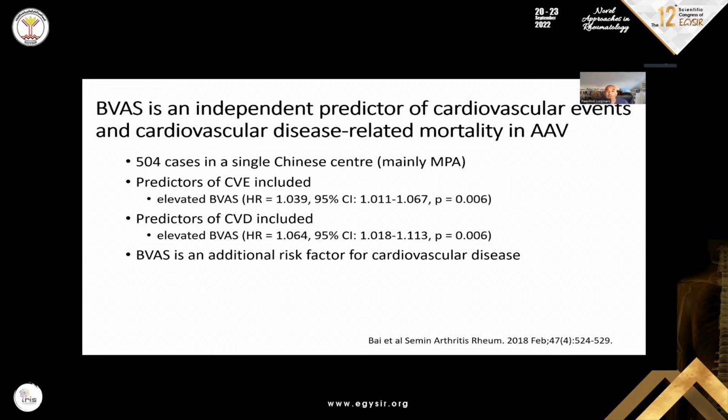Now, there are predictive values for BVAS beyond just mortality. This study from 2018 took 500 patients from one center in China. Patients mainly had microscopic polyangiitis, and BVAS does emerge as an additional risk factor beyond cardiovascular disease. So having an initial high BVAS is predictive of poor cardiovascular events and also cardiovascular death.